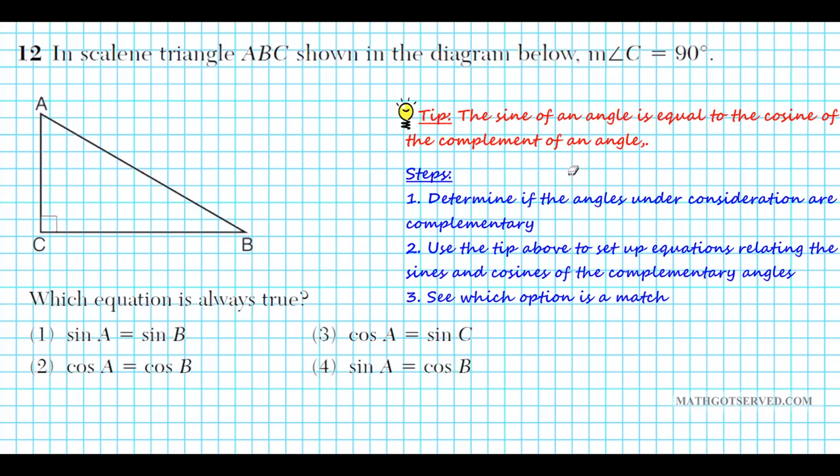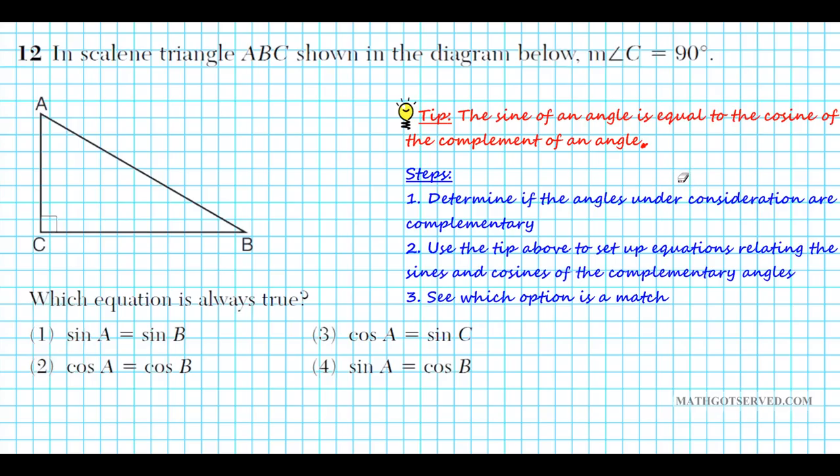Now, a quick tip that we're going to use to solve this problem is that the sine of an angle is equal to the cosine of the complement of that angle. Okay? So remember what complementary angles are. Complementary angles add up to 90 degrees.